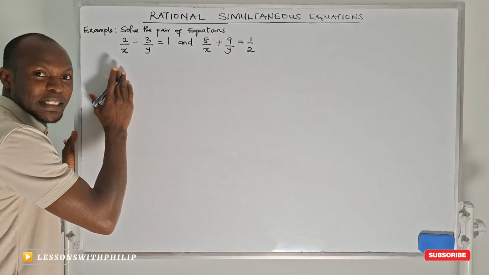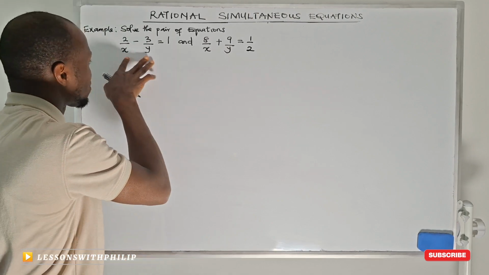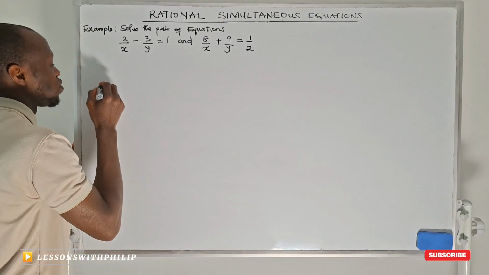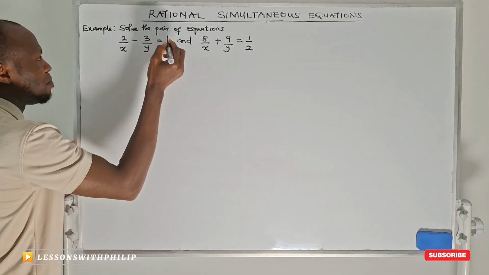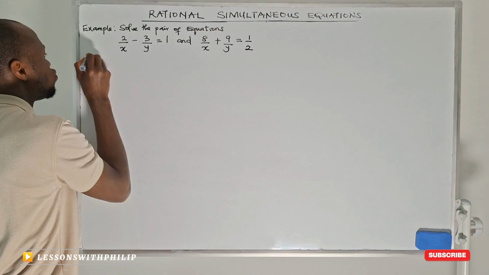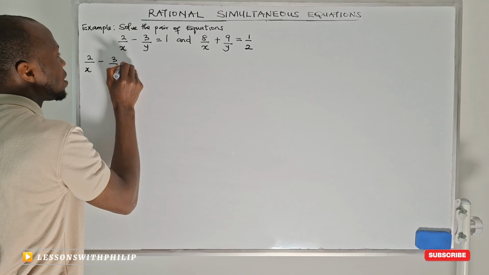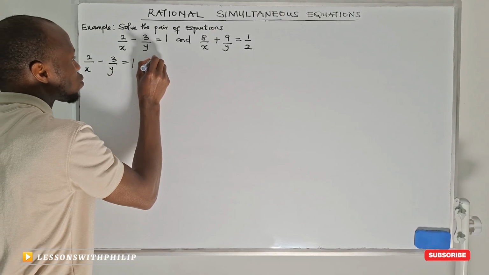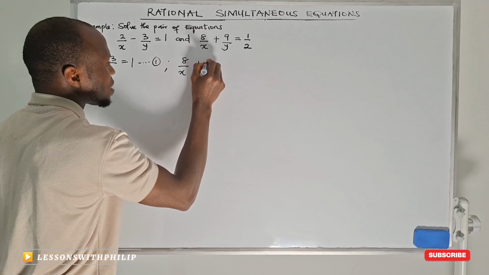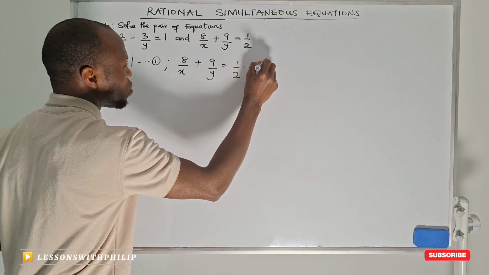You can see that these two equations are rational equations, which we've explained in the previous class. We've seen that our variables are at the denominator. So let's see how we can solve them together. I can make this one equation 1 and this one equation 2. So 2 divided by x minus 3 divided by y equals 1 will be my equation 1, and 8 over x plus 9 divided by y equals 1 over 2 will be my equation 2.